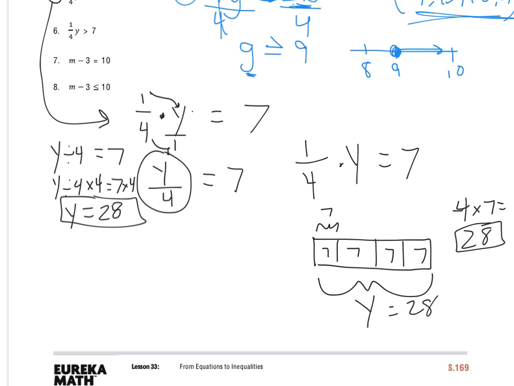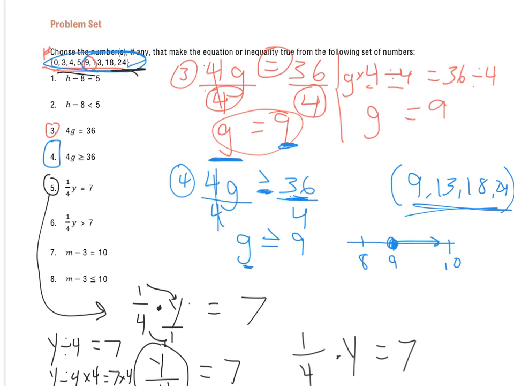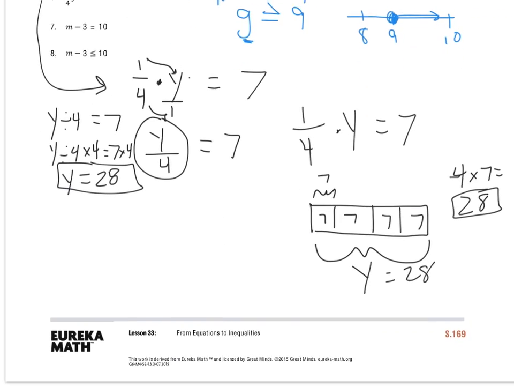And again, it's showing that none of these values up in my set are going to work because 28 isn't one of those values, which is okay because of this statement right here. Choose the numbers, if any, meaning if there are any that will work.